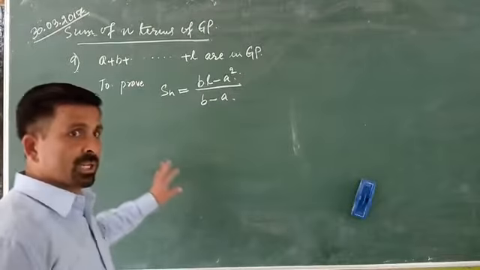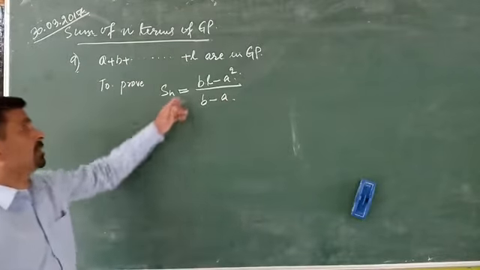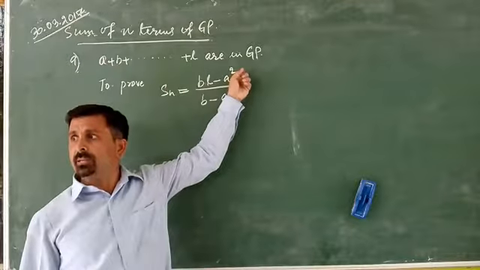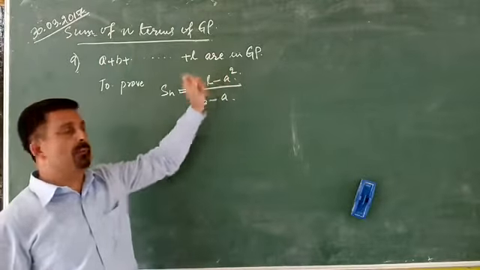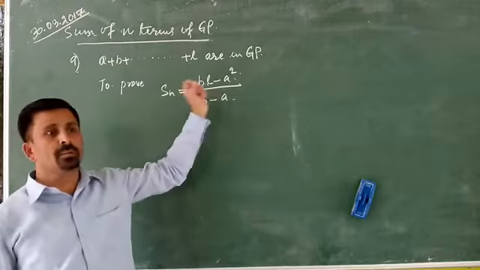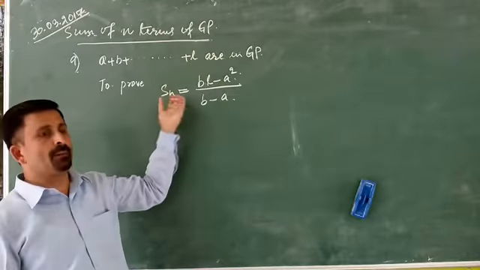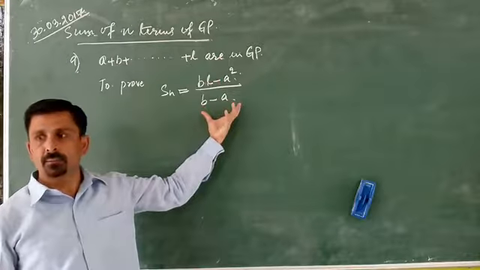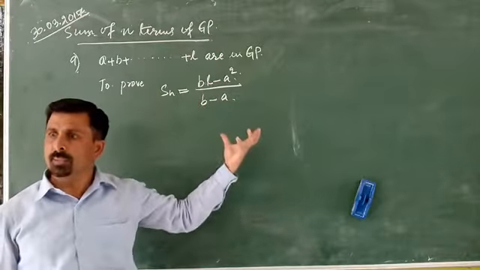Okay, this is question number 9. We are given a series of numbers in GP, and with the help of this, we have to prove that the given statement is true. That means the sum of n terms of this given GP is equal to this. Is it alright? Yes, sir. This is the question.